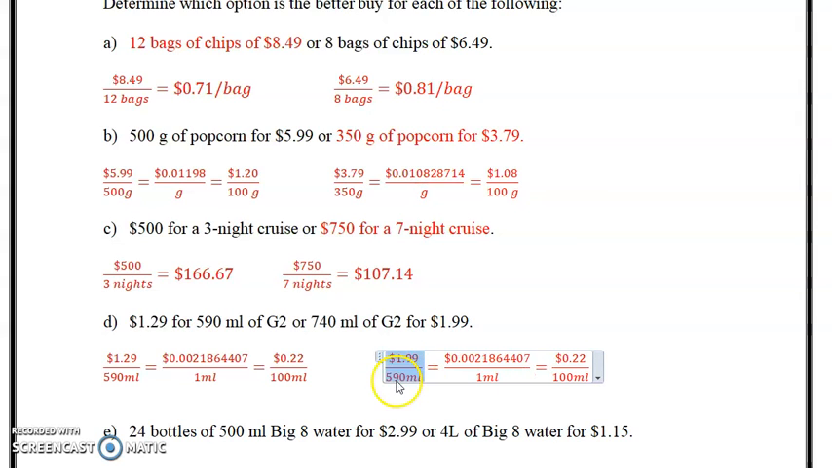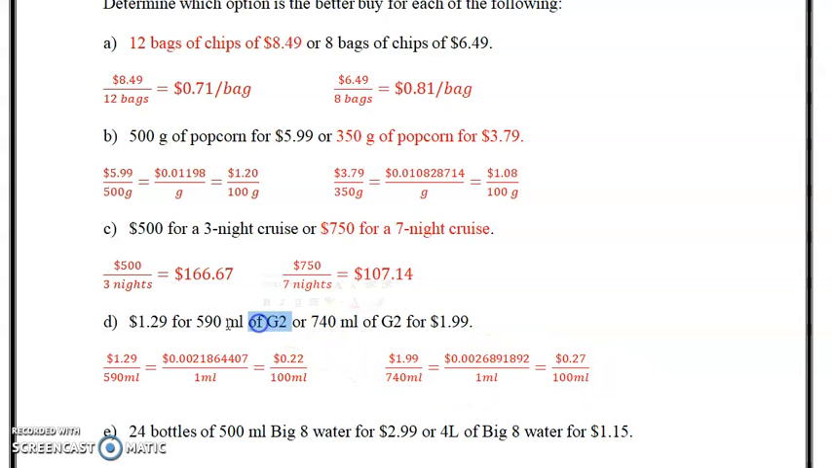So I take the $1.99, I divide it by 750, and again I get 0.002, and you'll notice this is a little larger. 689, 1892, and again, I rounded all the numbers. You don't have to write all of them. That's just what the calculator is showing. So that's going to make it 27 cents for 100 mils, because I multiply this by 100, which would be 0.268, which would be 27, so it's 27 cents.